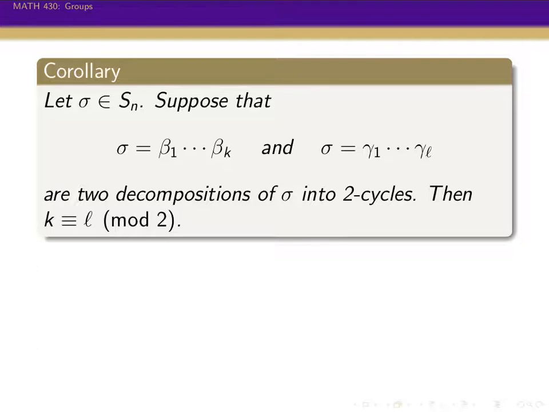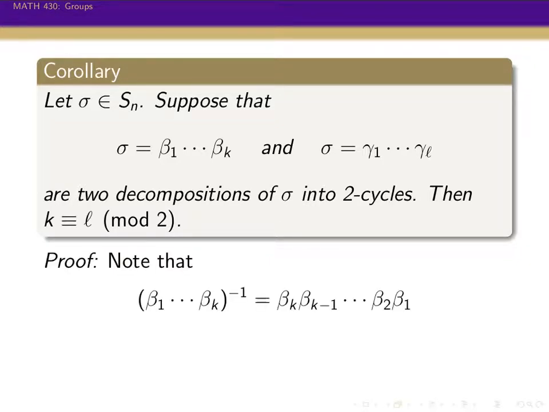And so what that means is that, let's say that k is odd, that means that any time that we break sigma up into 2 cycles, it's always going to be an odd number of 2 cycles. Let's say k is even, that means that any time that we break sigma up into 2 cycles, the number of 2 cycles used is always going to be even. Okay, so how can we prove this?